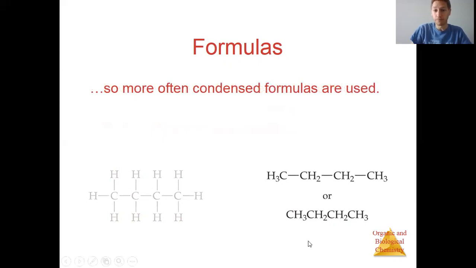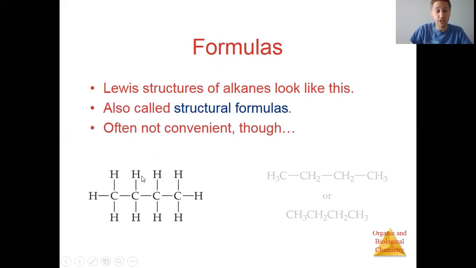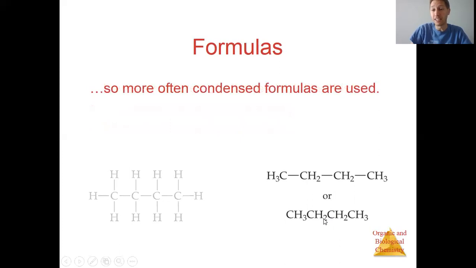The condensed formula, the way it works is you say what's attached to the carbon after it. So here, the first carbon has 3 hydrogens attached. The second carbon has 2 hydrogens. The third carbon has 2 hydrogens, and the fourth carbon has 3 hydrogens. So it basically takes this structure and says, okay, this first carbon has 1, 2, 3 hydrogens, so in the condensed formula, I'm going to put 3. This carbon here has 1, 2 hydrogens attached to it, so I'm going to put 2 hydrogens behind it. So in the condensed formula, we have the carbon, and then whatever comes after the carbon is what's attached to it.